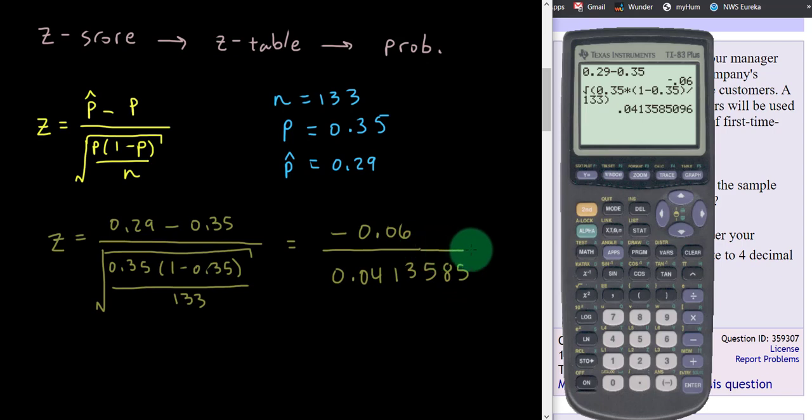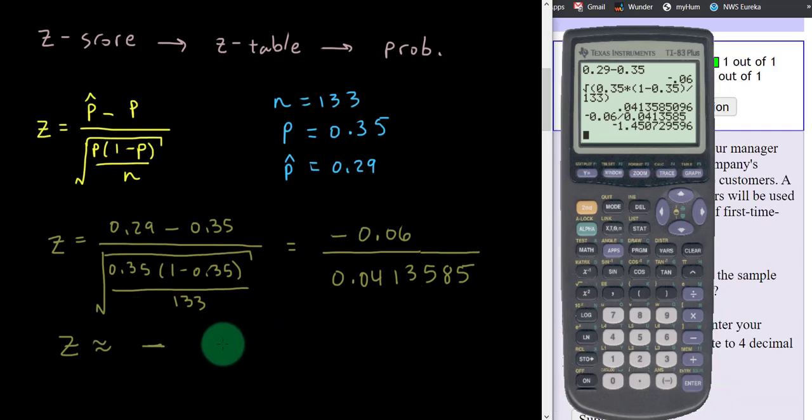Okay, now we can do this division to get our z-score. It is going to be a negative number. Our z-score is negative 1.45.